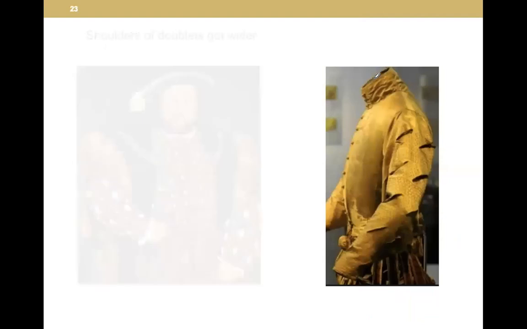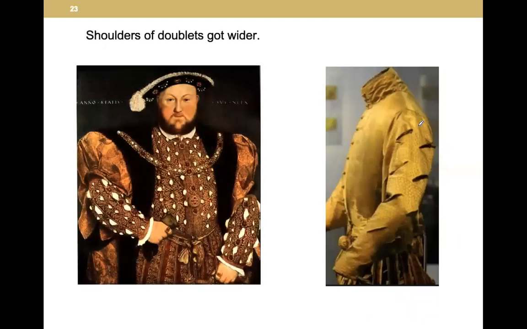So let's look at this. This shows slashing very well. So this is a doublet with slashing in the sleeves. It's really just cuts in the sleeves pretty much. And then as you can see in this picture, through the slashes, the undershirt or the chemise is showing through. So this is King Henry, and he would have had a very nice, probably silk undershirt, and he wanted to show that off.